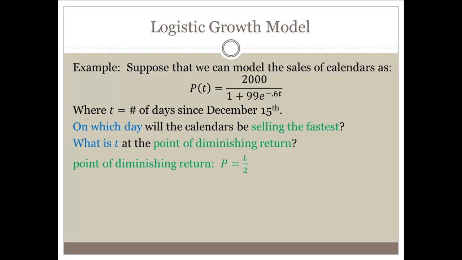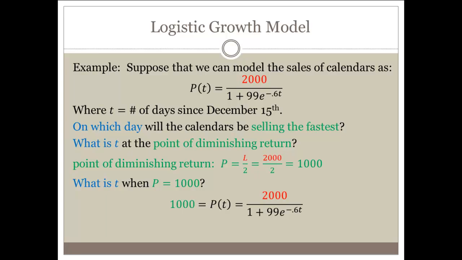Recall, we found that at the point of diminishing return, our function P equals L over 2, where L here is 2,000, our carrying capacity. So the point of diminishing return is when P is 1,000. But that doesn't tell us which day this happens. It only tells us that we will be selling them the fastest once we have sold 1,000 calendars. So the question that remains is, what is t when P equals 1,000?